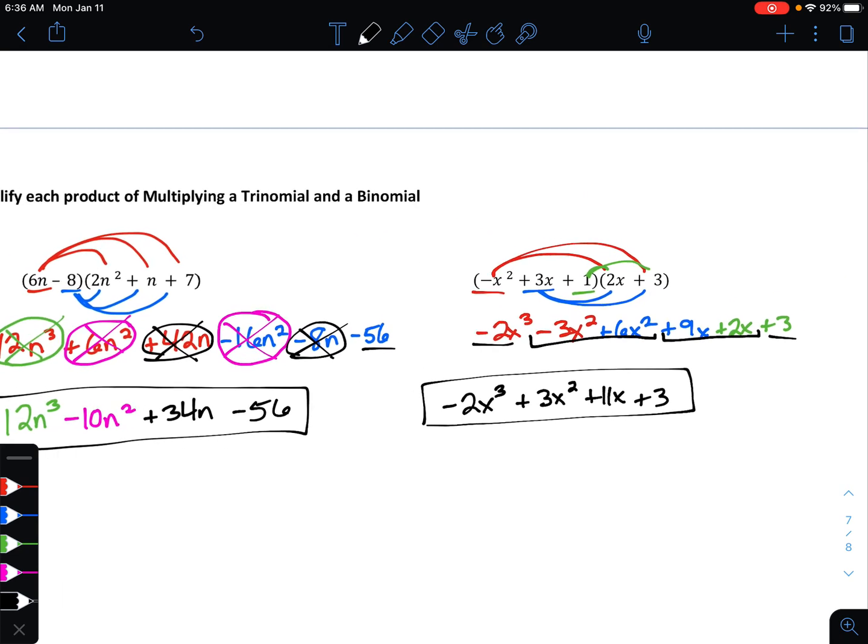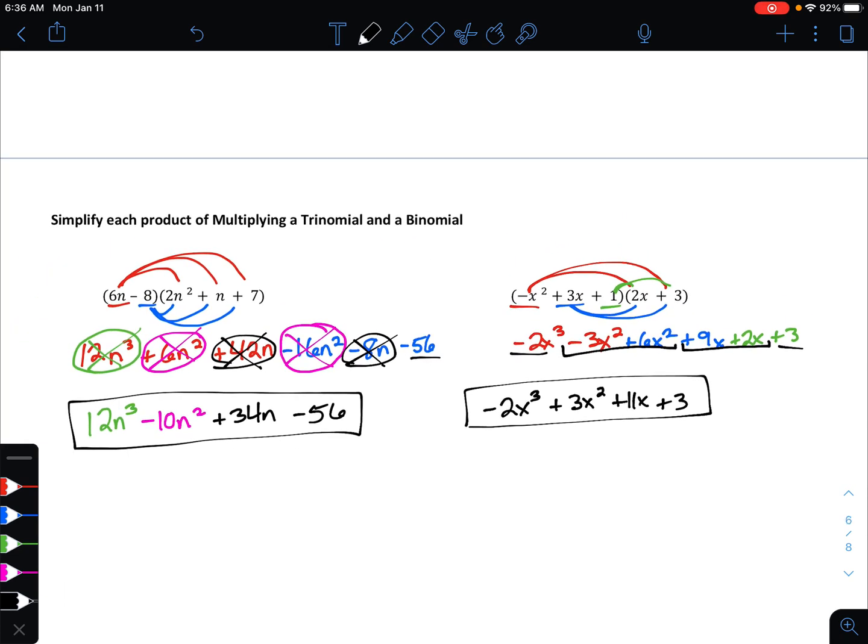All right, guys, so that is it for today's video. Just a little bit more with multiplication. Again, very similar to what we did before, just a couple more terms to distribute. Make sure that you're combining like terms at the end, and I don't think we should have any problems.